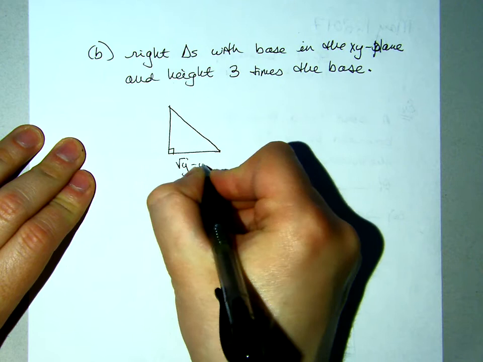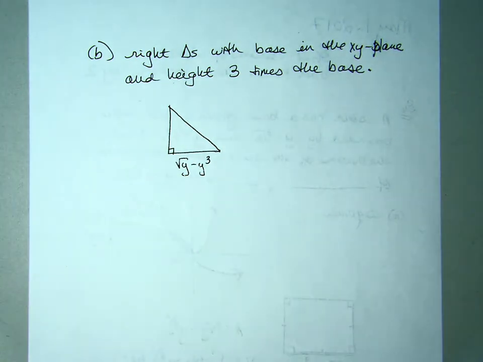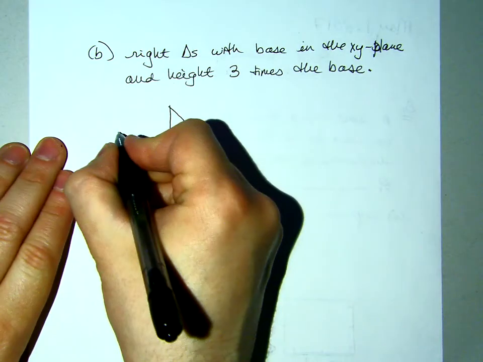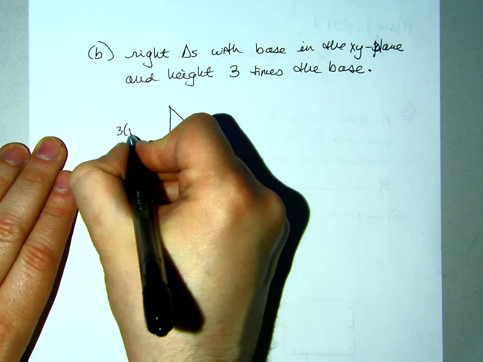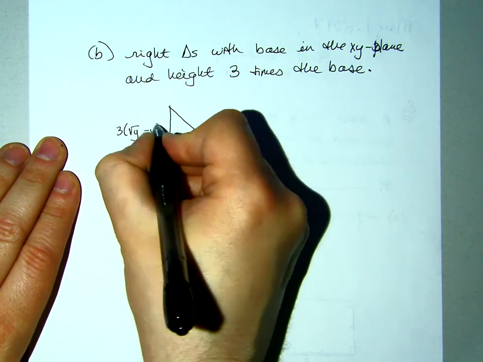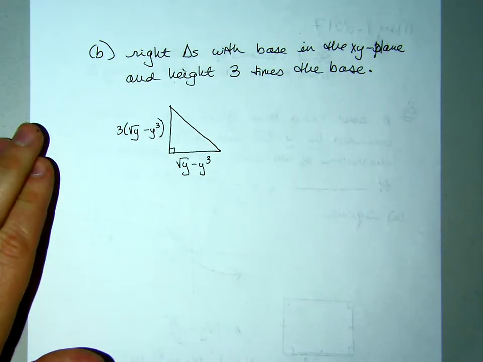Good. Remember what I said last time, once we have our base, we're just going to use that for all the shapes, unless I suddenly start to switch like perpendicular to the x-axis and the y-axis. But other than that, once we have the base, we're good. Julia, what would the height be? 3 times the base, yeah, 3 times square root of y minus y cubed.